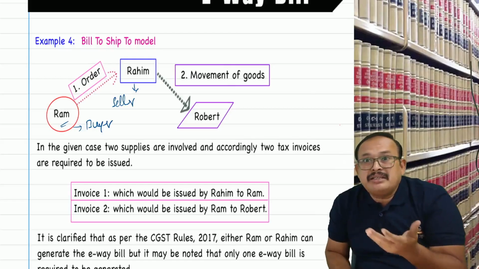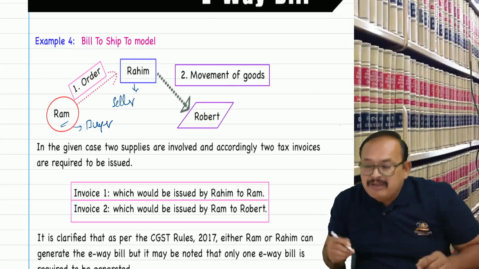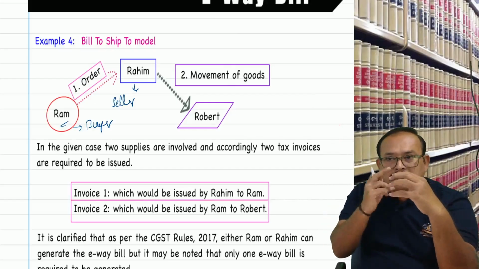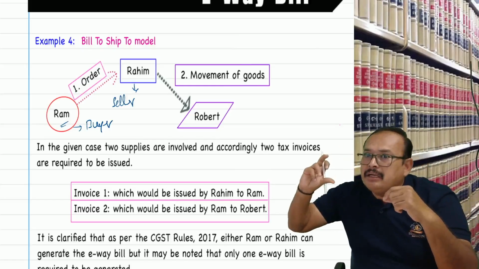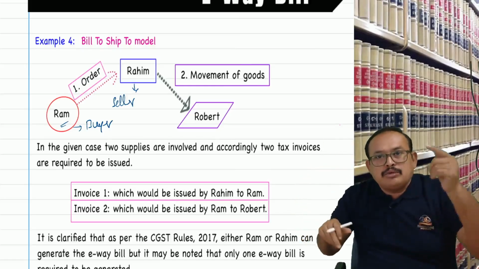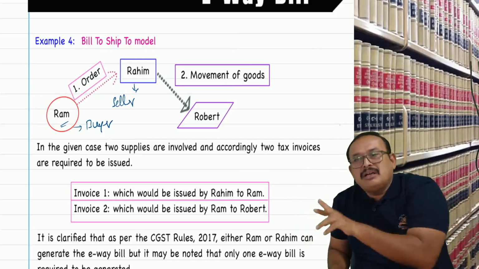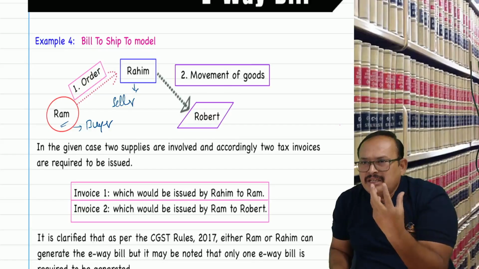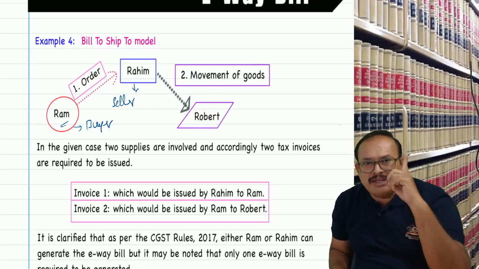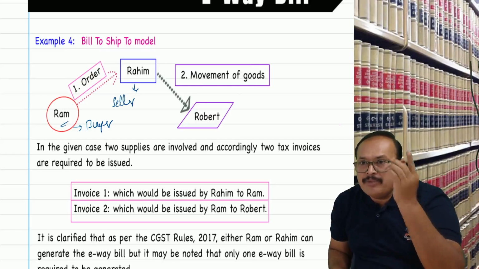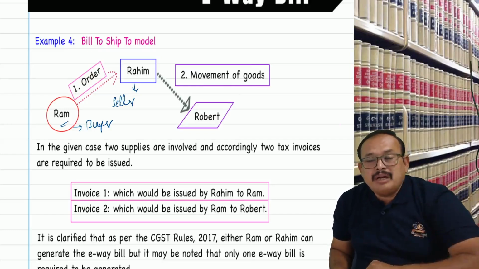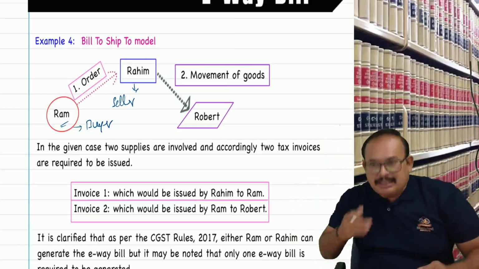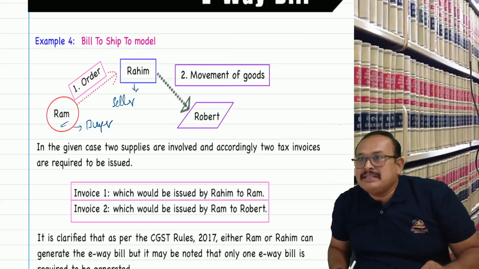Rahim said, why not, sir? Give the address. I will prepare the invoice. Seller Rahim, buyer Ram, consignee Robert, in the invoice. Goods are shipped to Robert, billing to Ram. Therefore, seller Rahim has one invoice, the seller invoice. Correct? After that, Ram asks over the phone, hey Robert, have you got the goods? Yes sir, I got the goods. I am sending the invoice now.